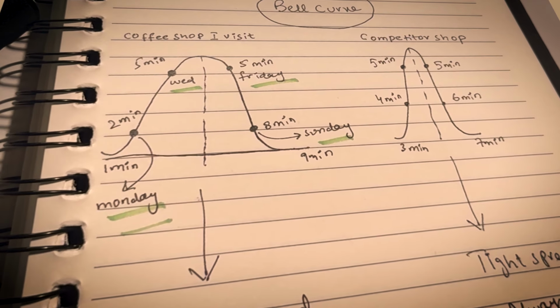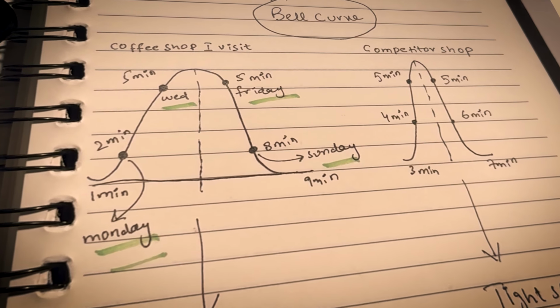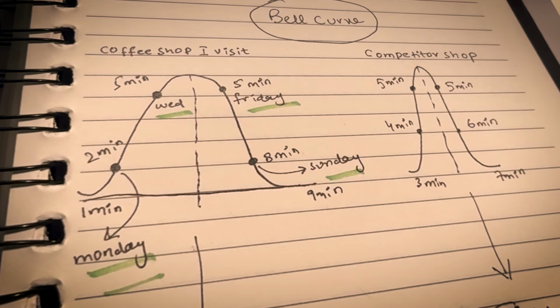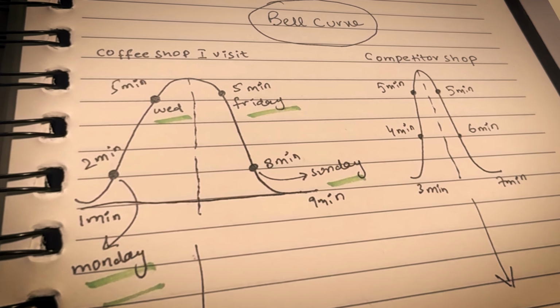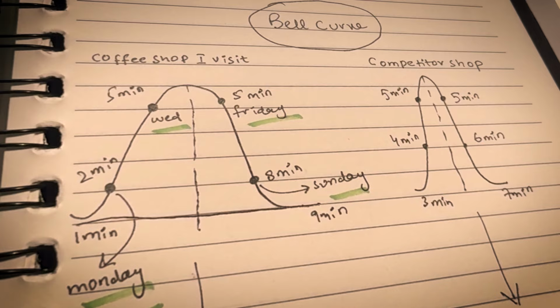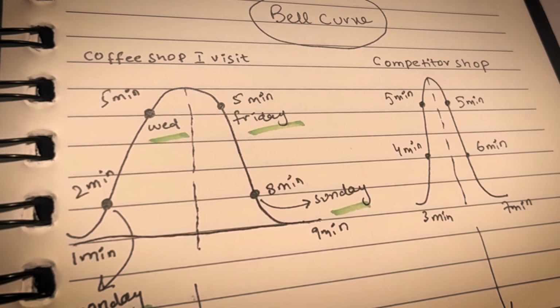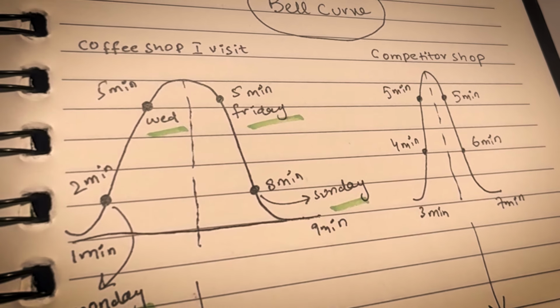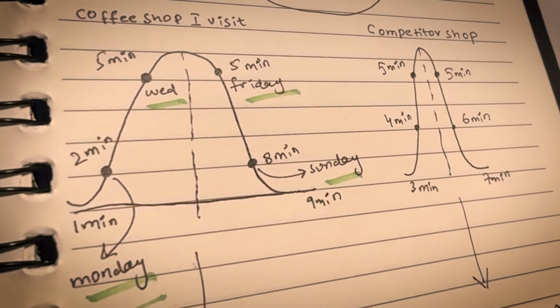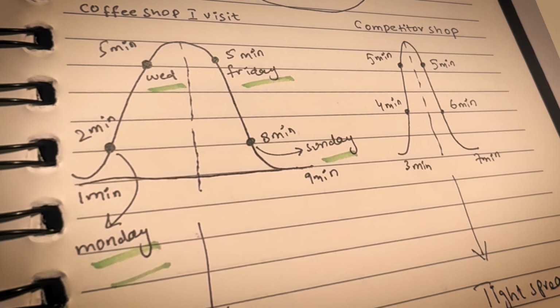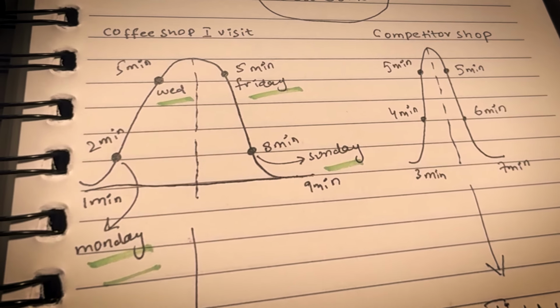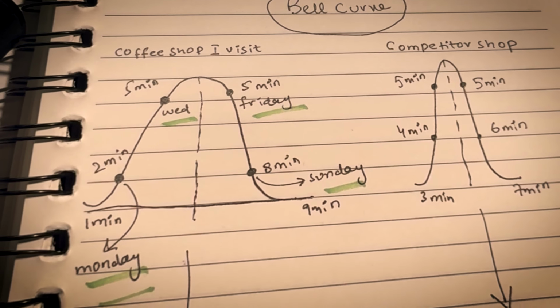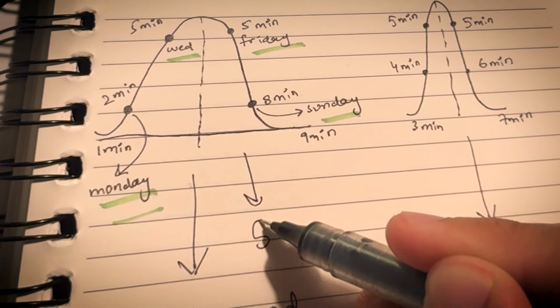On Monday, it took only 2 minutes. You are in and out with no line. Whereas on Wednesday, it took 5 minutes, normal. Couple people ahead, but moving smoothly. On Friday, 5 minutes again. Nice, that's consistent. But on Sunday, 8 minutes. Slow service, everyone's ordering complicated drinks. So your average time over here is 5 minutes.